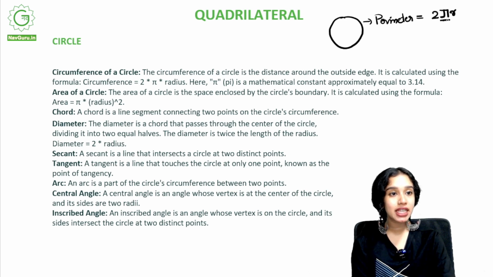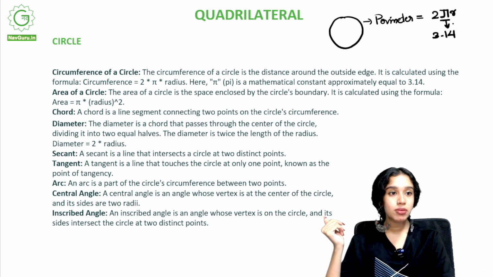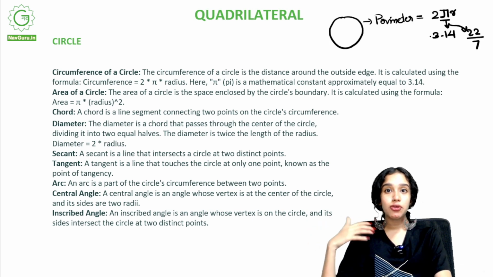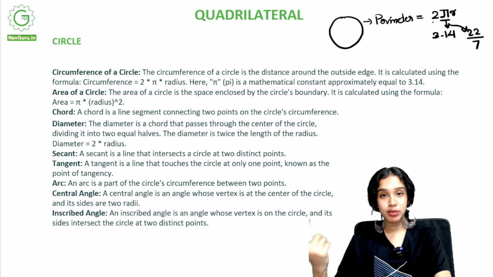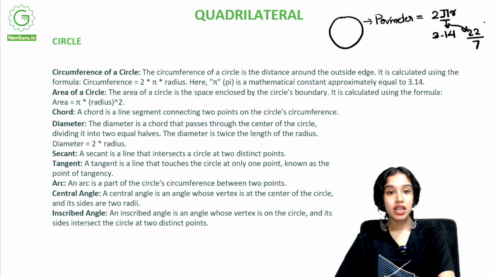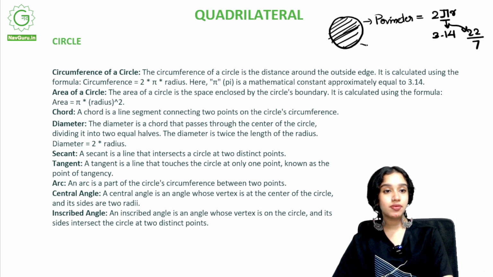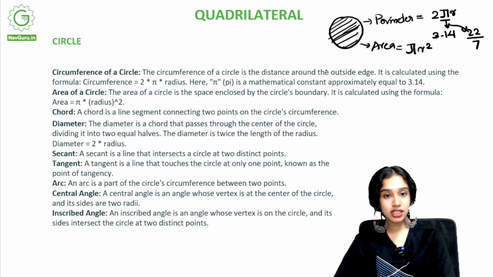So what is pi here? Pi is a value which is approximately equal to 3.14. The value goes on after 3.14, but it can also be written as 22/7. It's a constant. If you have to find the perimeter of the circle, you have to find 2 into pi into the radius. Now, what about the area enclosed by the circle? The area enclosed by the circle is equal to pi into the square of the radius.